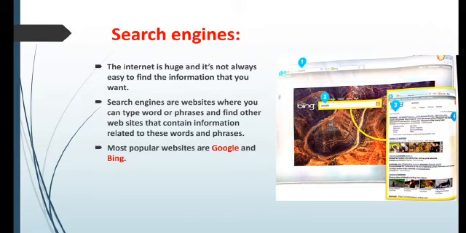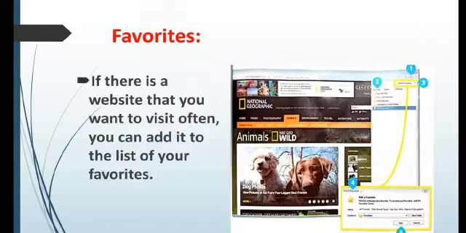In the search text box, type the subject you want to find, for example animals, and press enter. A list will appear with websites containing the word animals. Click the website you think is most relevant and it will appear on your screen. It is a very easy way to search for information on the internet.